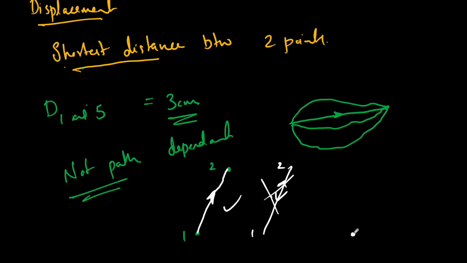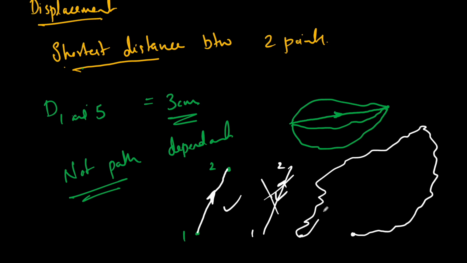Suppose the initial point is here. He traveled and finally came back to the same initial point. Then what is the displacement? Points 1 and 2 happen to be the same point. Displacement must be 0 then. But the distance will not be 0. Distance is the total length of the path.